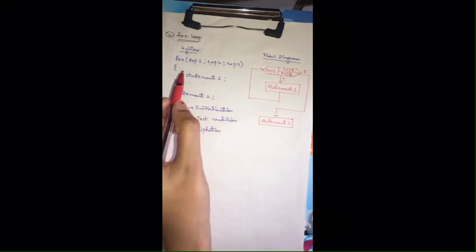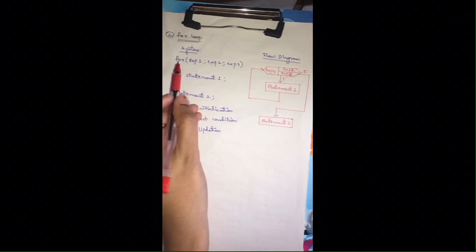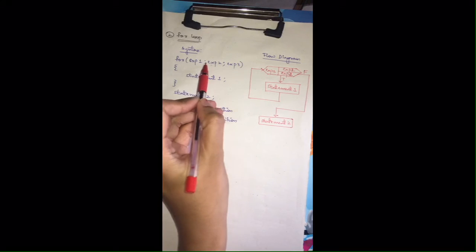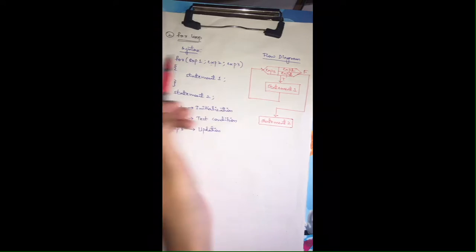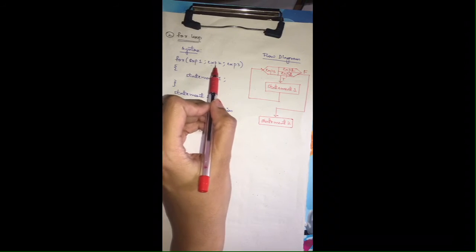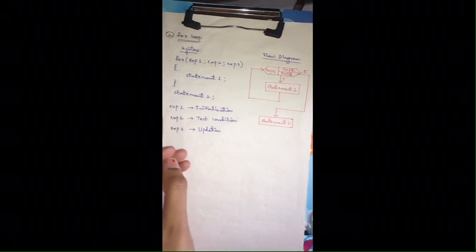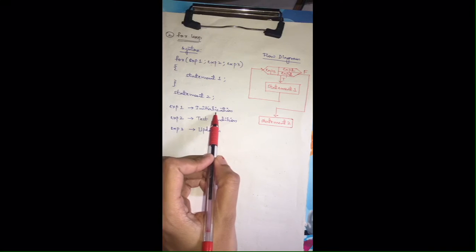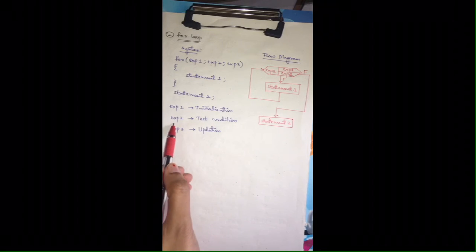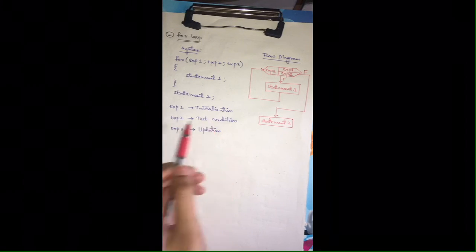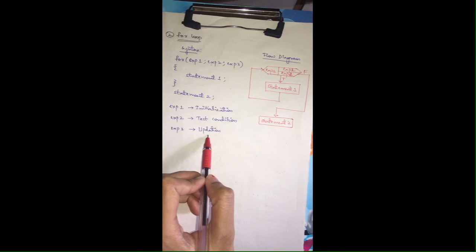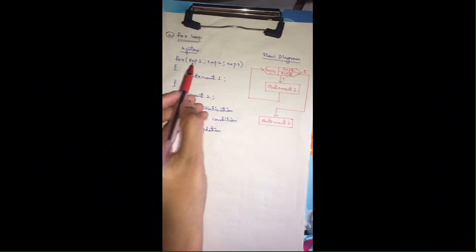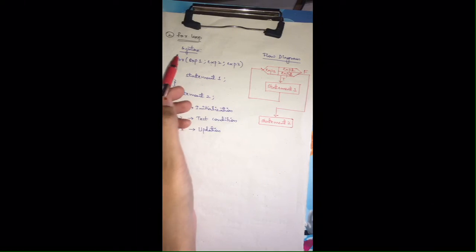The syntax of for loop is like this: for expression 1 semicolon, expression 2 semicolon, expression 3. Now what are these expression 1, 2 and 3? Expression 1 is the initialization of the loop, expression 2 is the test condition, and expression 3 is the updation statement of the loop. Okay, so first, how does the control flow in the for loop?